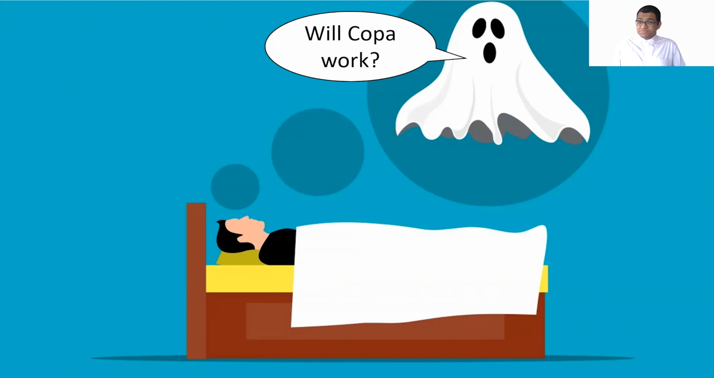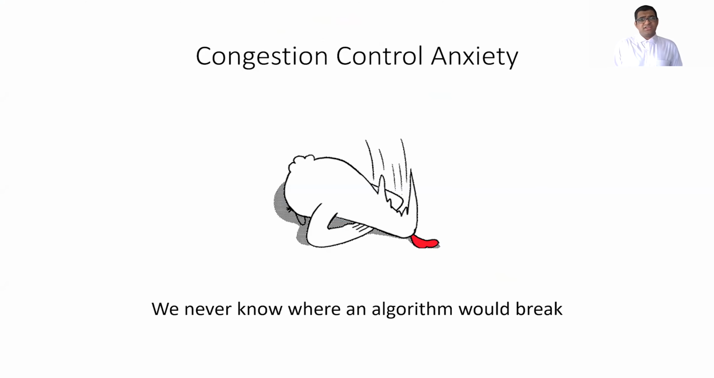And this is also our experience when Hari and I were developing COPA a few years ago, and I spent sleepless nights thinking of various different ways in which COPA would fail. And this is called the congestion control anxiety, because we never really know whether an algorithm would break.